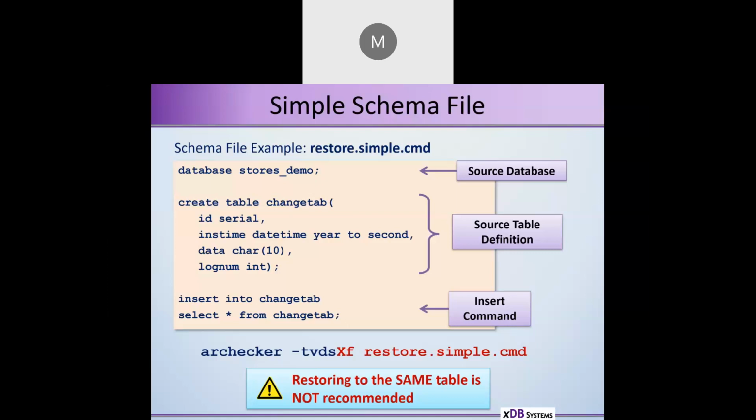Now we run this very easily. It's our archecker. Here we've got our TVDS, just our standard thing that we use to check a backup. We've added two things on here: capital X followed by an F, and then the name of the command file, or the schema file, right? So that's its instructions of what to do when we run it.